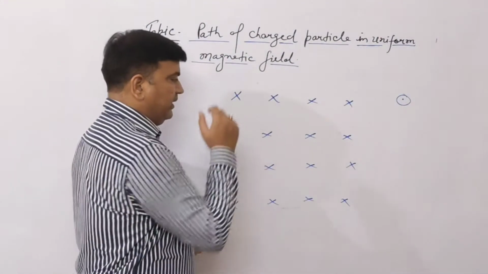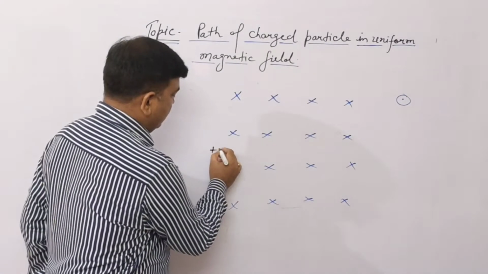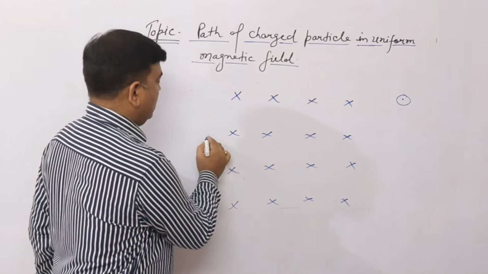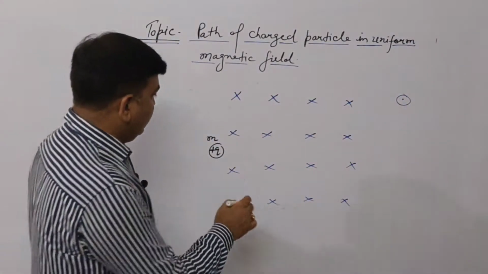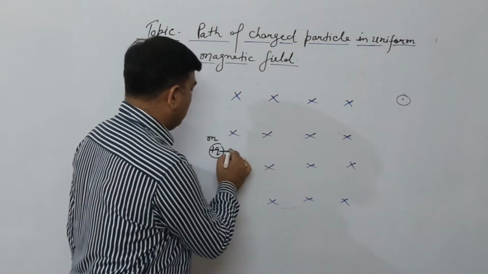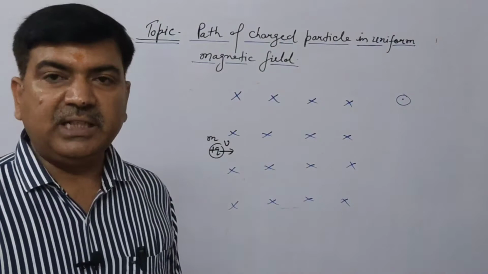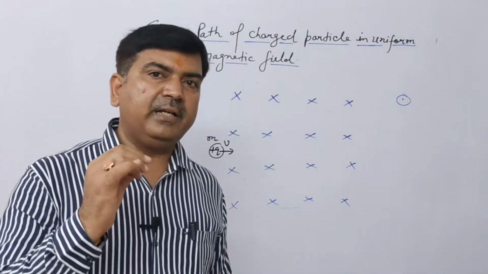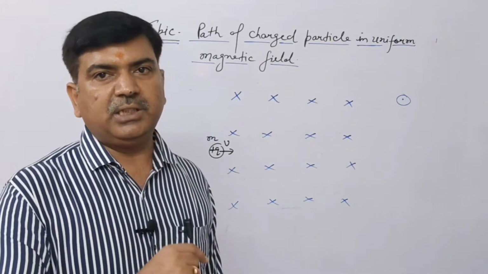If in this magnetic field any charged particle of charge q and mass m is entered inside the magnetic field with velocity v, what is the effect? When the charged particle enters inside the magnetic field, then immediately a force is applied on the charged particle.